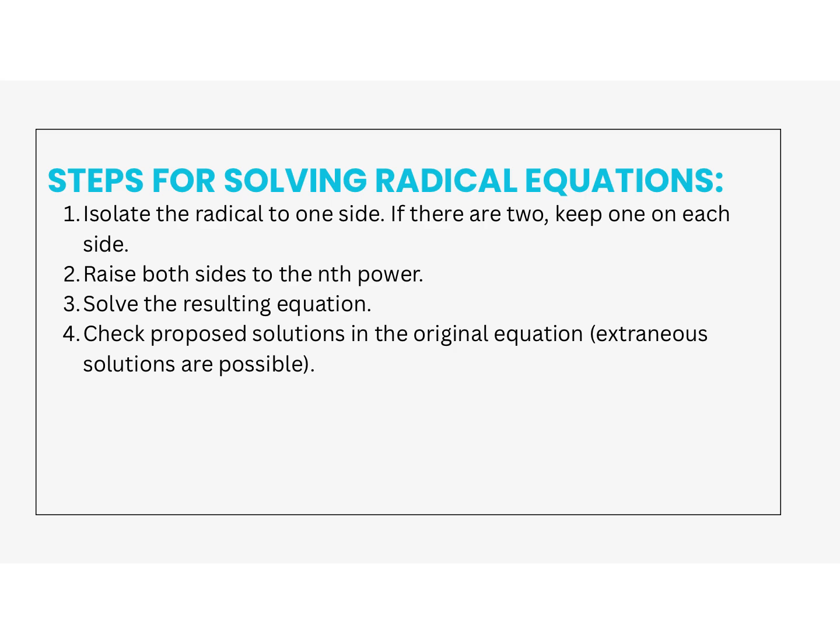All right, so steps to solve these. First, we're going to isolate the radical to one side. If there are two radicals, we need to keep one on each side. We're going to raise both sides to the nth power. So if it's a square root, we're going to square them. If it's a cube root, we're going to cube them. Then we're going to solve the resulting equation, and then we always need to double check our solution at the end to make sure that we don't have an extraneous solution. So we're going to plug in our answer and check to make sure that it makes sense.